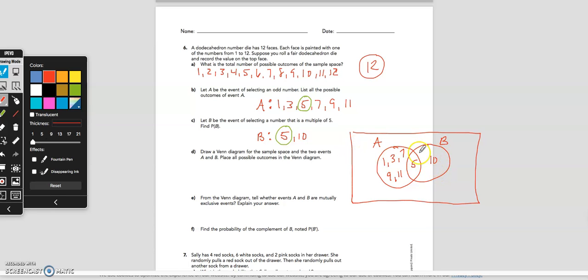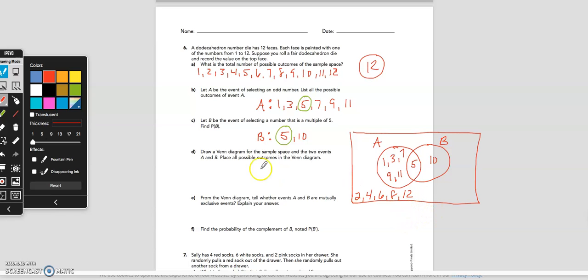But now don't forget, here we have 7 numbers. And remember, there's 12 different outcomes. So we're missing 5 numbers. They don't satisfy A or B, so we have to list them in this rectangle someplace, but outside the circle. So let's list them down here. So we're missing a 2, a 4, 6, 8, and 12.